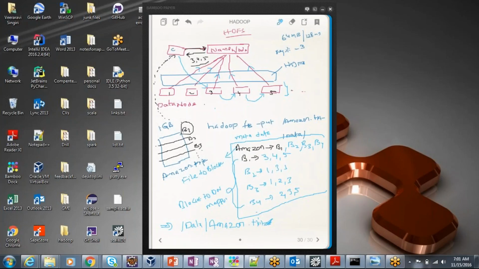Is the whole Amazon data stored in a single machine or multiple machines? Multiple machines. The whole data is stored in multiple machines. How is it stored? In the form of small blocks, right? When I am processing the data, let's assume that I want to process the Amazon data now. My data is distributed across multiple machines. The same type of data has been distributed across multiple machines.